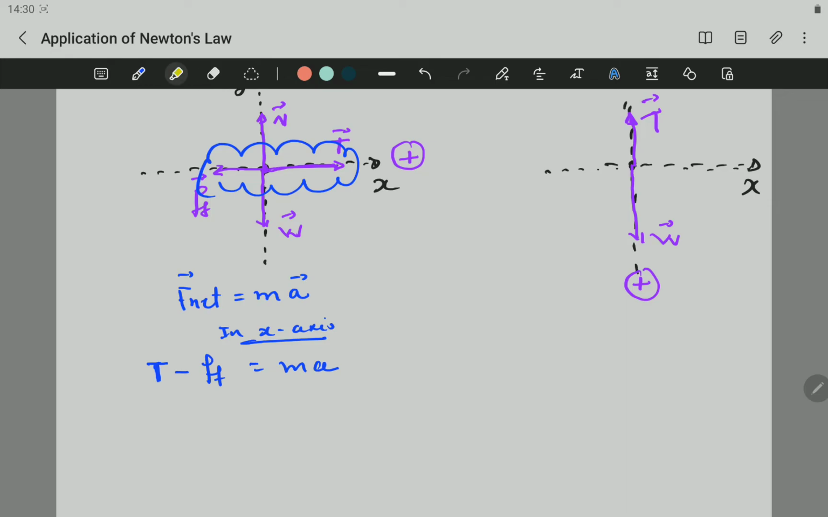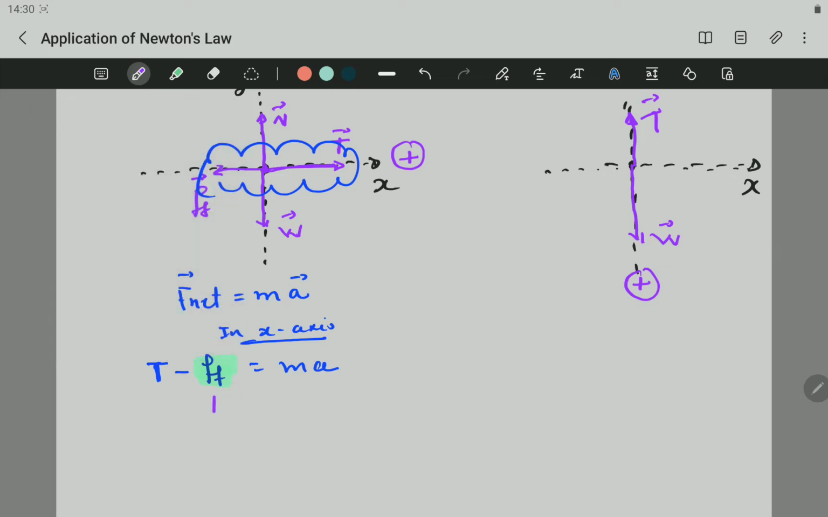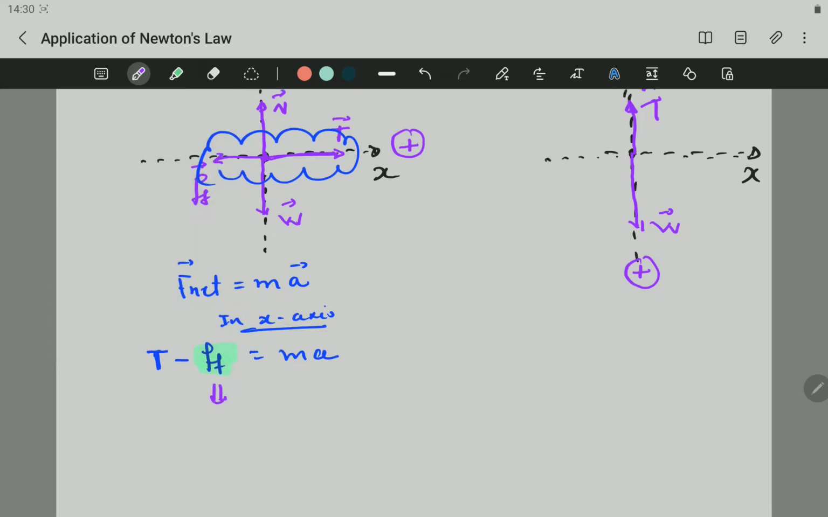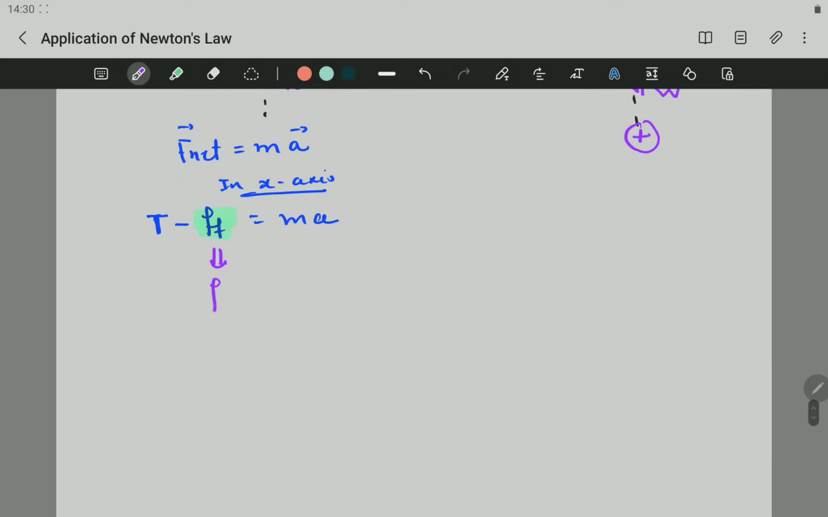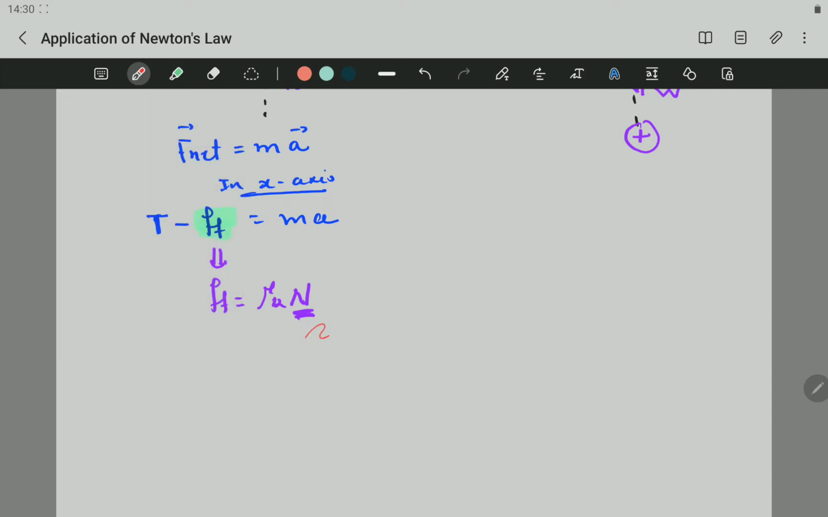Now, what is the small problem here? We don't have the frictional force. It's not given to us. So the first thing we're going to do is to calculate the frictional force. Let's write here the formula for frictional force. Frictional force is equal to the product of the coefficient of kinetic friction multiplied by normal. And once more, we don't have the normal. So let's see how to calculate the normal force.